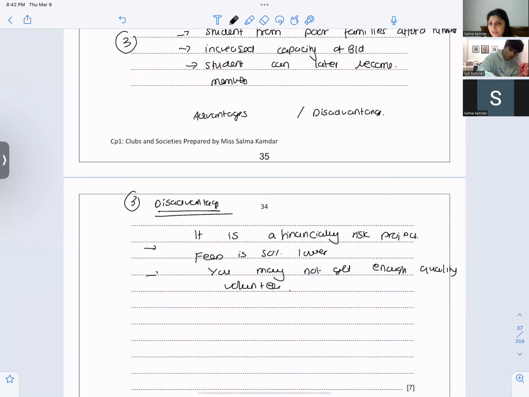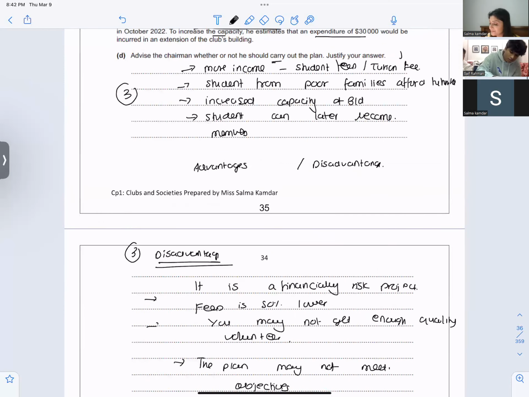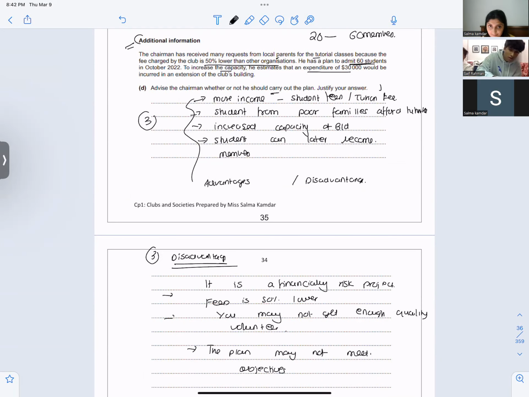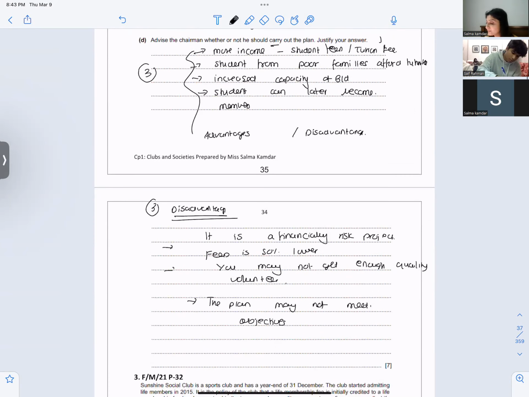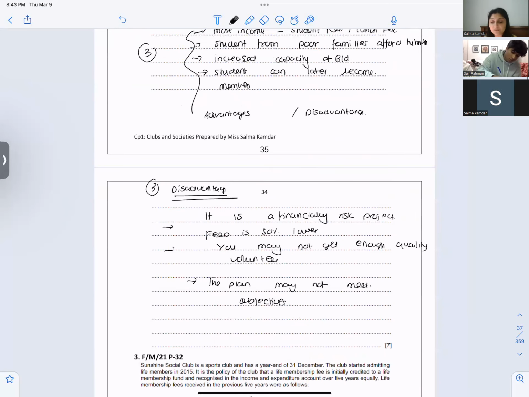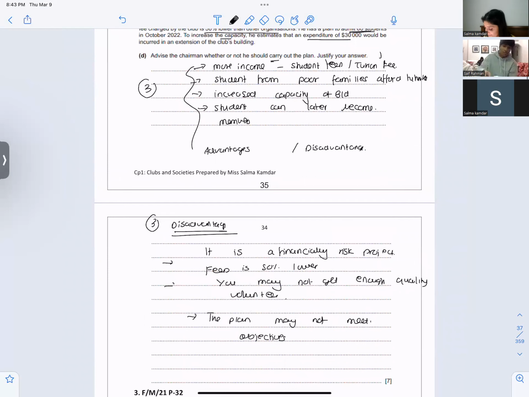Okay? Making profit is not the objective of the club. So the plan may not meet the objective. What should you advise the directors, whether he should do it or not? I think he should do it, as it has more advantages. Okay, then you should do it. He can go ahead with the plan and do the extension of the building because it is going to be very beneficial for poor students. You can write your comment. Okay. So with this, we complete this question.